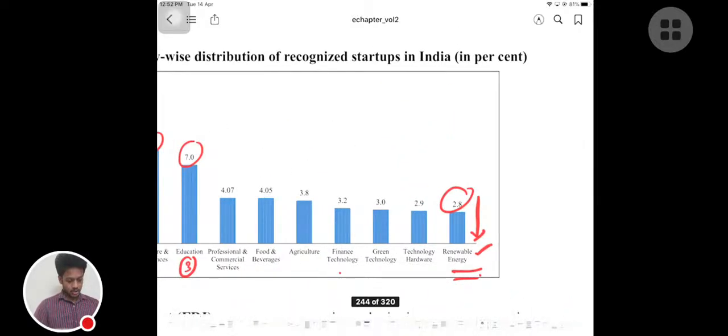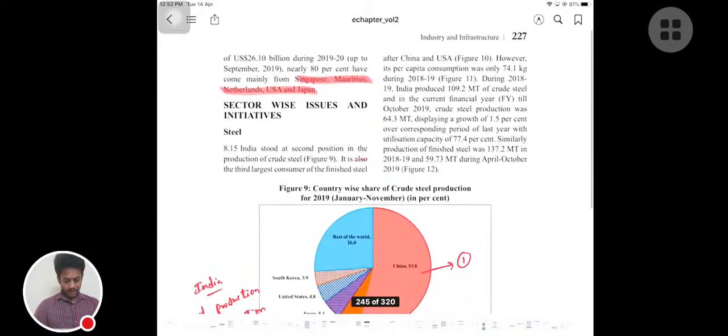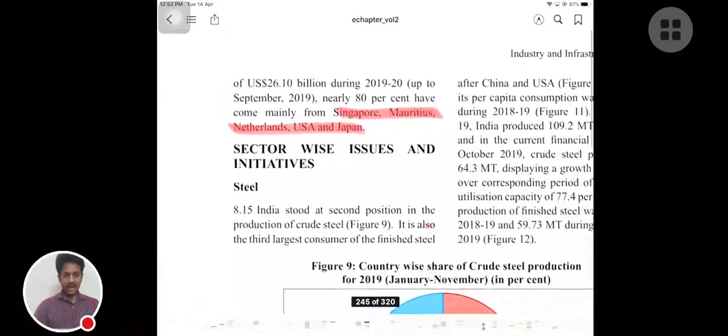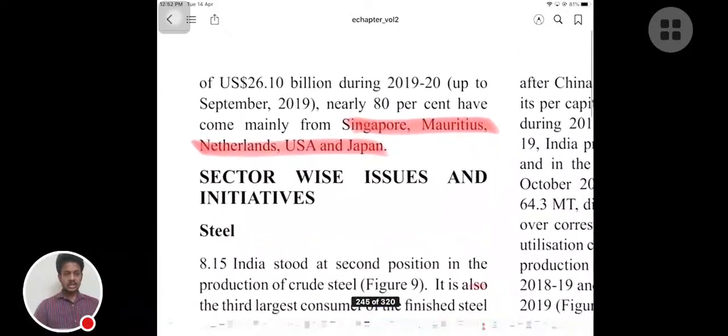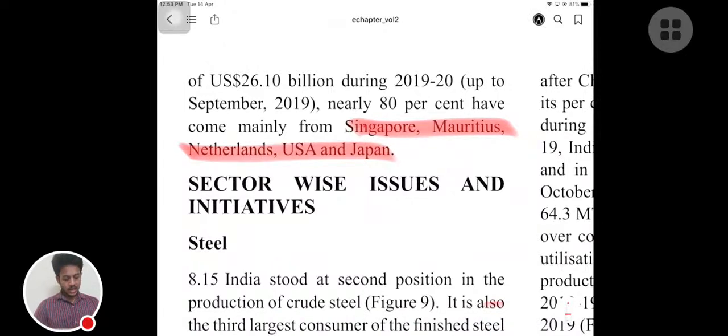Next one. Let us go into the other things. So this is your FDI. Already we know about FDI. I'm not going into the details. See, these are the top nations or destinations where the FDI is coming from. Remember, these are the countries where we are getting 80% of FDI. The first one is Singapore, second one Mauritius, third one Netherlands, fourth one USA, and the fifth one is Japan. These are the 5 nations which are contributing around 80% of FDI. Are you getting the point?